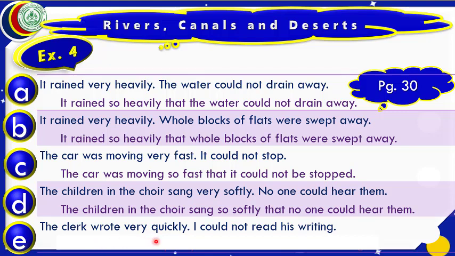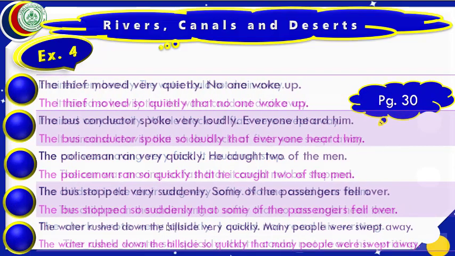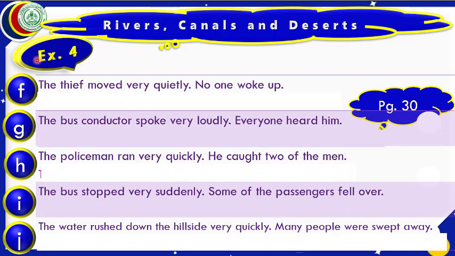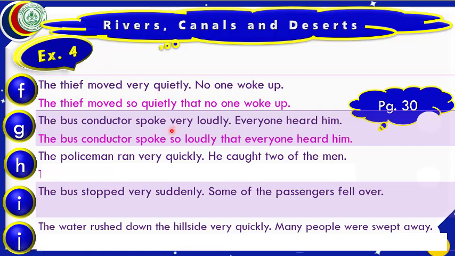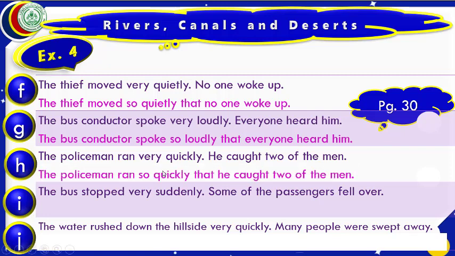The clerk wrote so quickly that I could not read his writing. Let us move to the next part of this exercise. The thief moved so quietly that no one woke up. Let us write the answer. The bus conductor spoke so loudly that everyone heard him. The policeman ran so quickly that he caught two of the men.